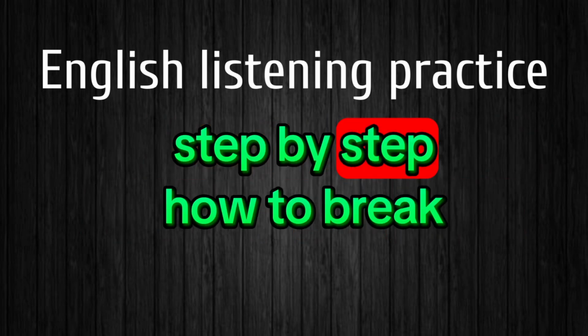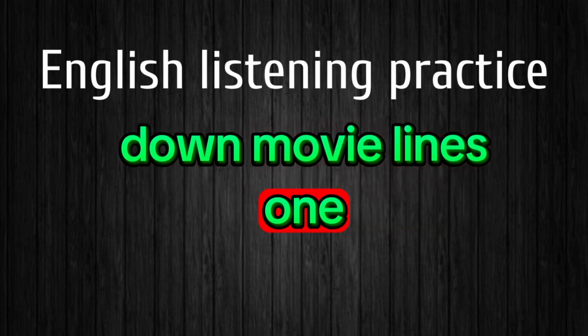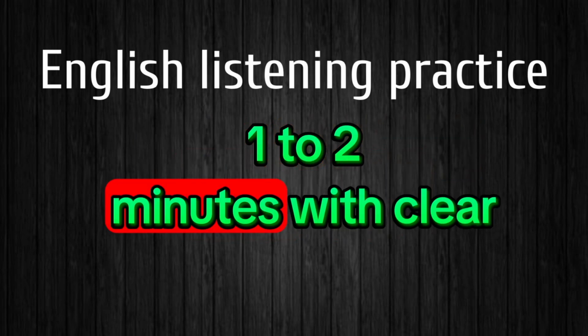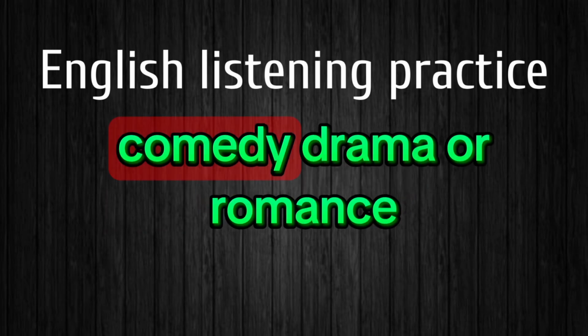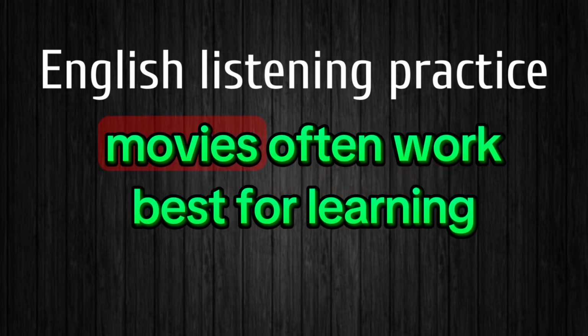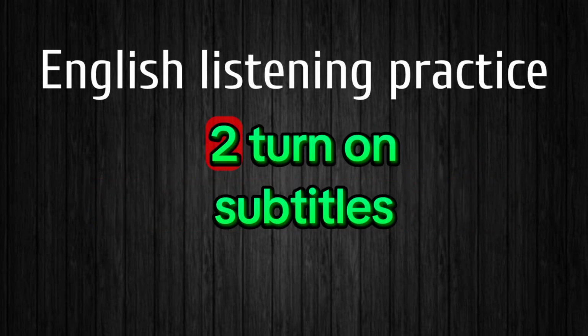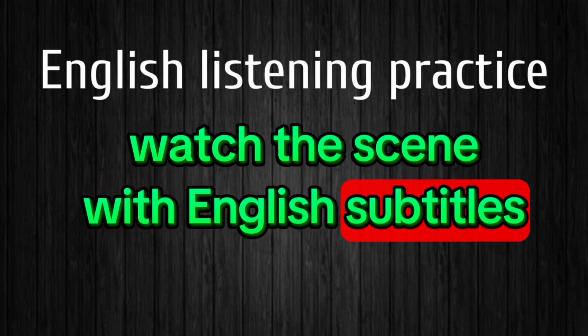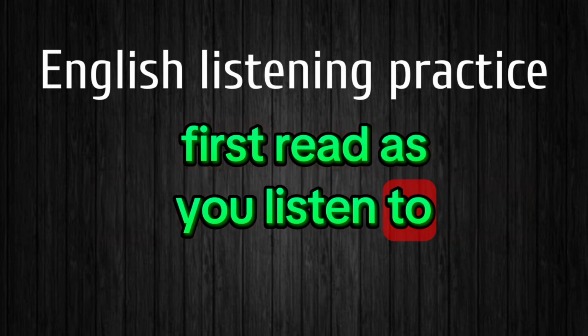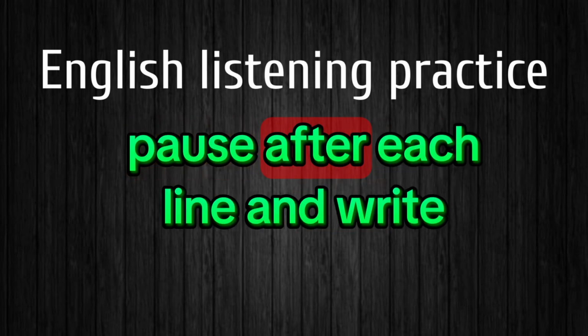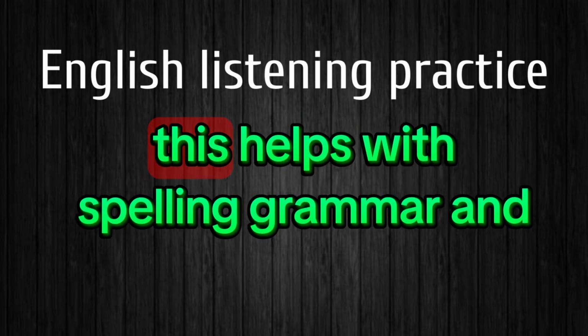Step by step, how to break down movie lines. 1. Choose the right scene. Pick a short scene, 1 to 2 minutes, with clear dialogues. Comedy, drama, or romance movies often work best for learning because of their conversational tone. 2. Turn on subtitles. Watch the scene with English subtitles first. Read as you listen to the dialogues. 3. Write down the lines. Pause after each line and write it down. This helps with spelling, grammar, and memory.